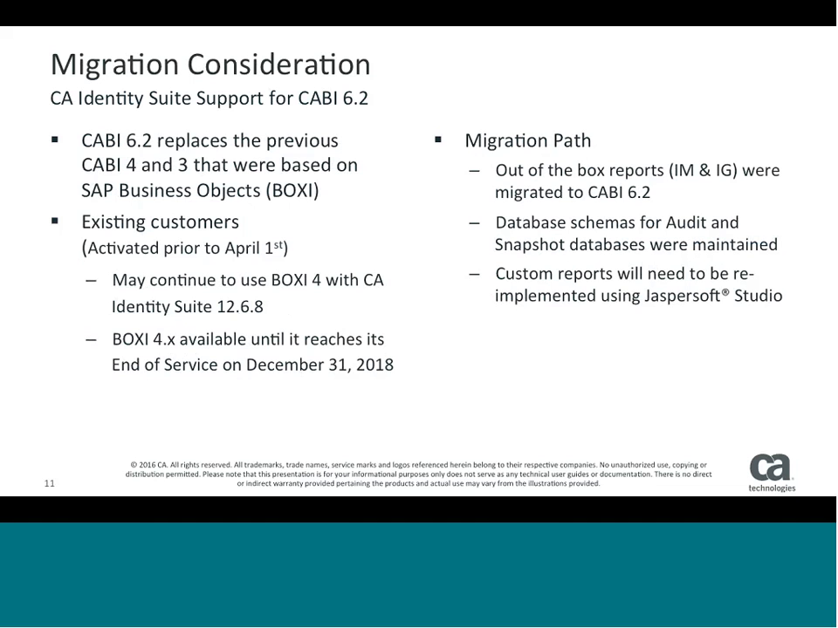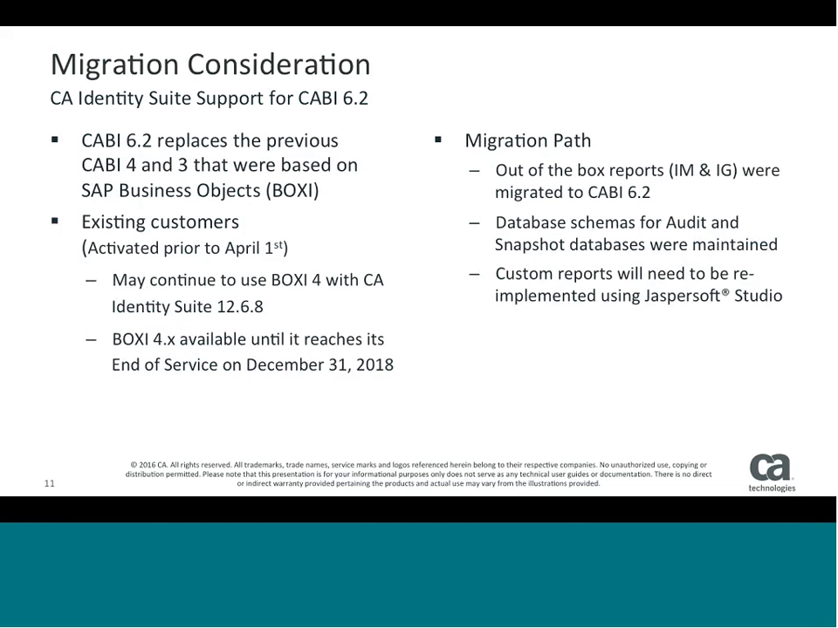Okay, one of the topics that we expect many of you to ask is, I'm an existing customer, what's going on with me? The CABI 6.2 is a replacement of the CABI 3 and CABI 4 that we provided before. As an existing customer that was active before April 1st, 2016, you may continue to use the CABI 4 implementation with CA Identity Suite 12.6.8. So I'll say that in a different way: Identity Manager 12.6.8 and Identity Governance 12.6.5, right?